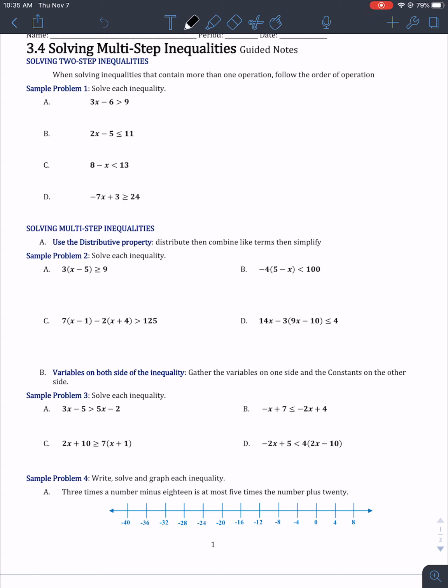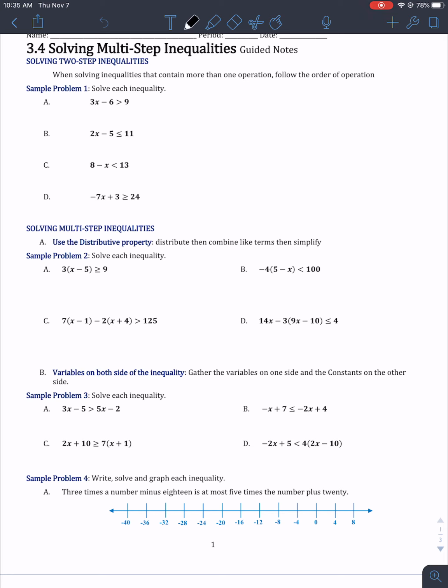Today we're talking about solving multi-step inequalities. We've already talked about solving inequalities using multiplication and division and addition and subtraction. So now we're just putting it all together. When you're solving two-step inequalities and have more than one operation, you've got to follow your order of operations. So we're going to do some examples.